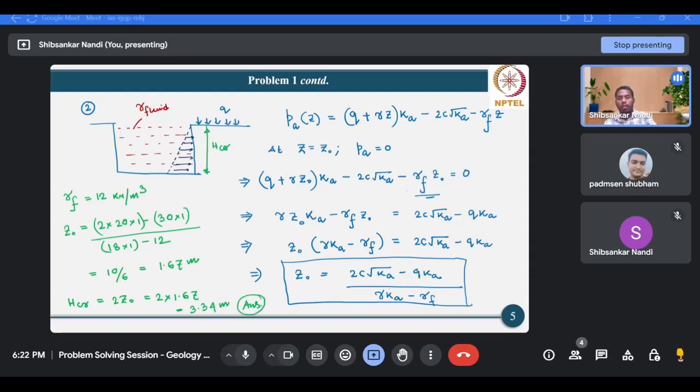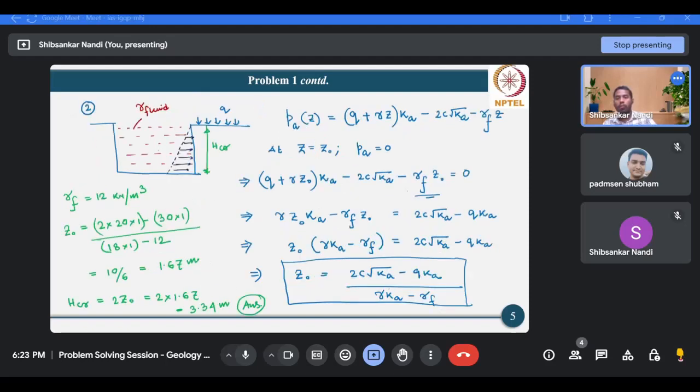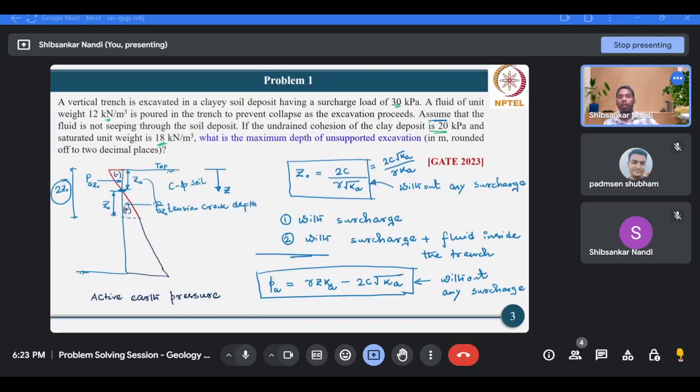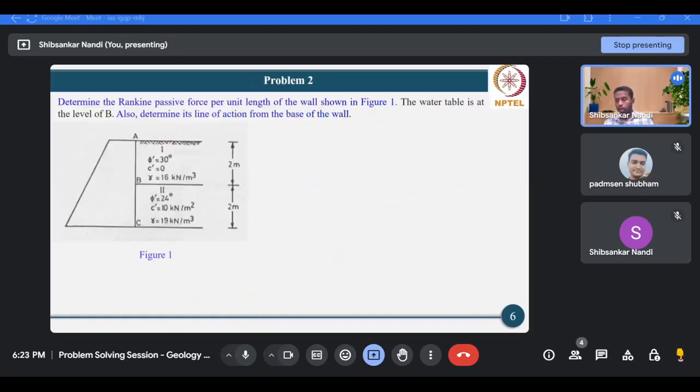And as you can see, there is a big difference between these two maximum depths of unsupported excavation. If you don't put the liquid or fluid inside the trench, it was 1.12 meter only. However, if you place the fluid inside the trench, it will increase to a value of 3.34 meter, almost twice. So this was the solution for problem 1. Now we'll move on to the next problem.